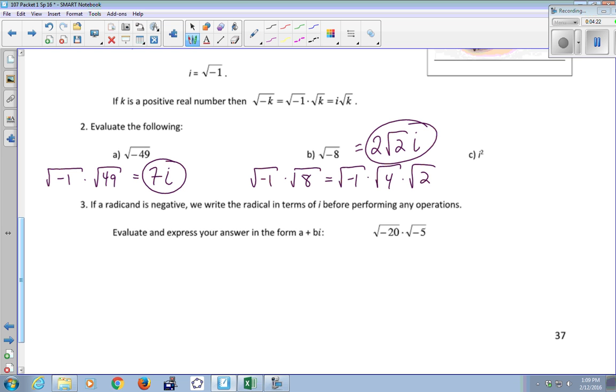And typically you put the i at the end because we're used to putting letters like variables at the end. And it's allowed because you can do multiplication in any order you want. You could write 2i square root of 2 and it would be the same thing.